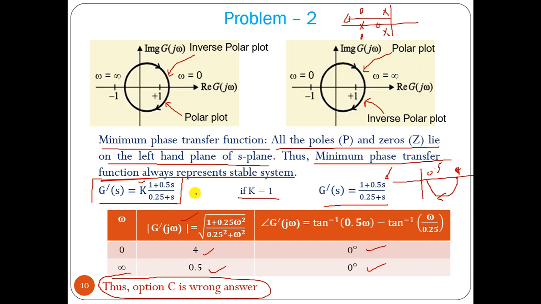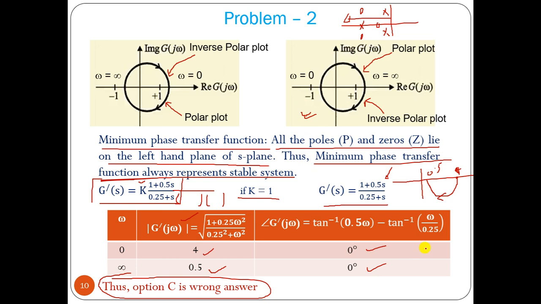Now we can include some pole here. Minimum phase system, so we can include some pole. Then what will happen? Your angle changes, right? Your angle will change, but what will happen is that we cannot get this kind of plot from this minimum phase transfer function.